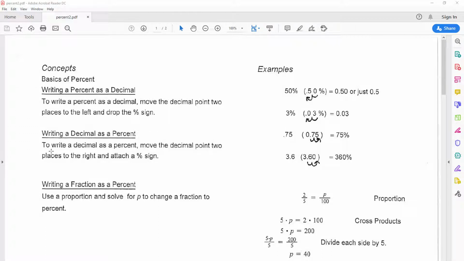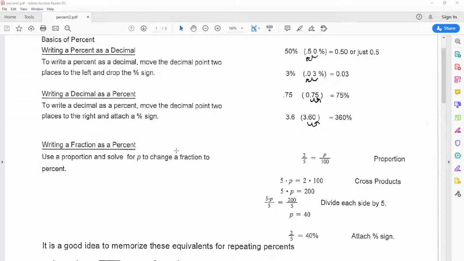To write a decimal as a percent, move the decimal point 2 places to the right and attach a percent sign. So the decimal point is here, I shift it over 2 places and attach the percent sign. Makes it 75%. Here I have 3.6. I shift it over 2 places to the right and attach my percent sign, 360%.